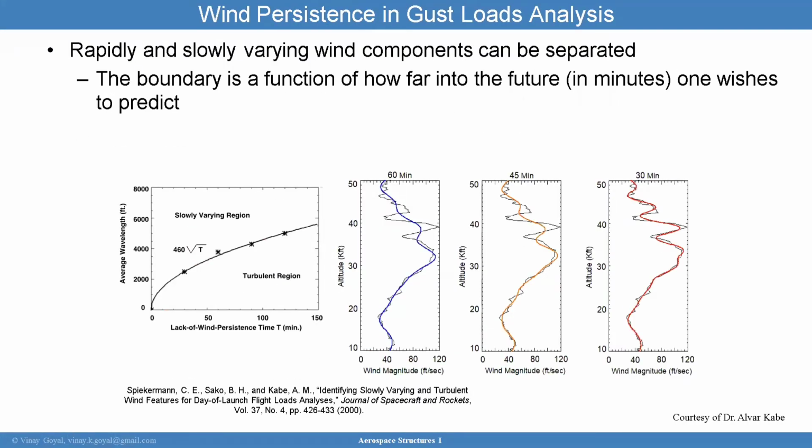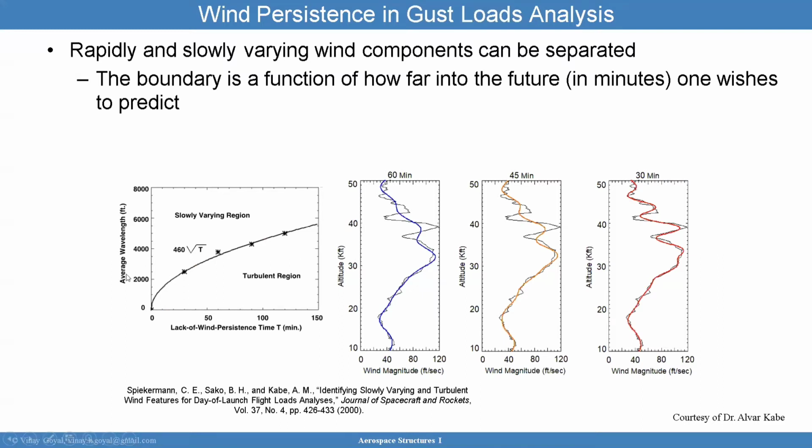We also have to look at wind persistence and gust loads analysis. You have rapidly and slowly varying wind components, which can be separated. The boundary is a function of how far into the future one wishes to predict. So here's an example at 60 minutes, and then here's an example at 45 minutes. You can see the differences going from 60 to 45 to 30 minutes in the wind magnitudes.